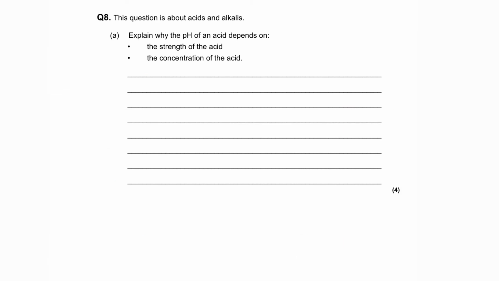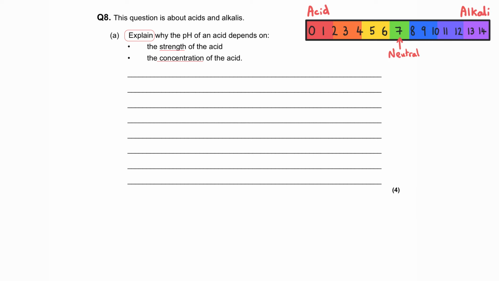This question is about acids and alkalis. Explain why the pH of an acid depends on the strength of the acid and the concentration of the acid. And we have 4 marks available for this question. The pH scale ranges between 0 and 14, with 7 in the middle being neutral, and acids having a pH less than 7, and alkalis having a pH greater than 7.